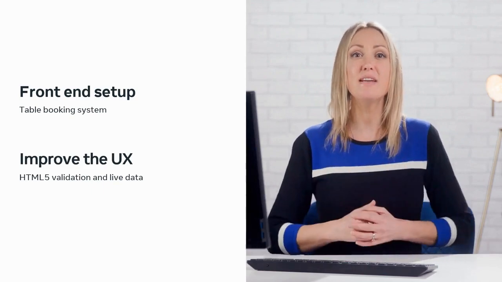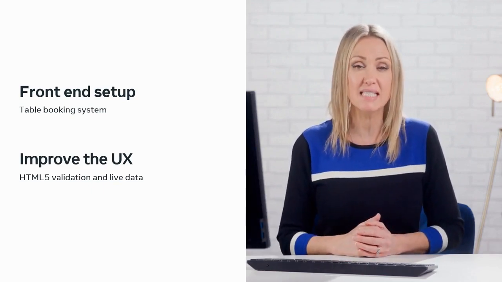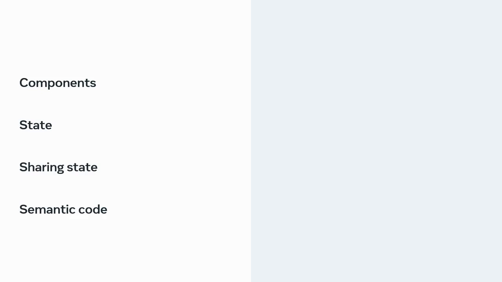Now let's briefly recap the content of each of the lessons. In the first lesson, you built a table booking system. To do this, you needed to revisit the following concepts: components in React, working with state in React, and sharing state in multiple components. Also related to React components, you revisited semantic code. In addition, you worked with unit tests and, as in other lessons, tracked your updates with Git.